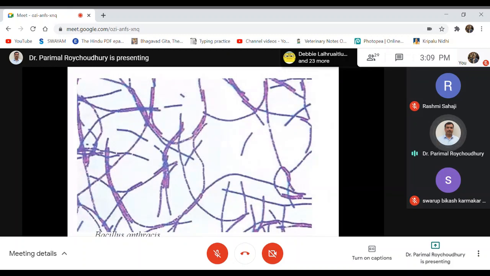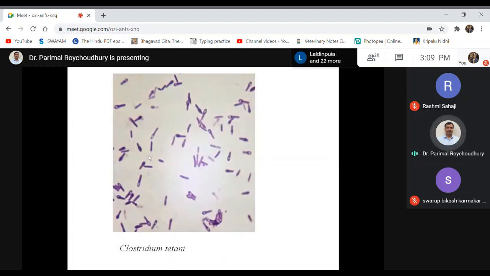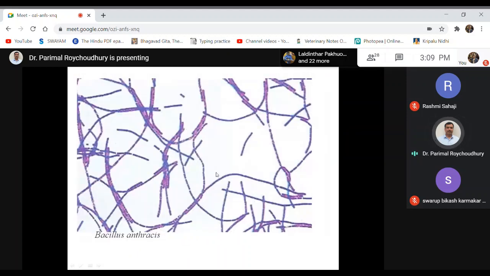So, cultural characteristics and how they help in identification. This is a picture of Bacillus anthracis, which causes the most lethal disease called anthrax in animals. Humans also suffer from this infection. They produce large rod-type bacilli, and the end of the bacilli is very sharp-edged, truncated. It's not round. The difference between Bacillus anthracis and Clostridium is that in Clostridium species the ends are round, whereas in Bacillus anthracis it is truncated, sharp-edged, just like a cardboard box.